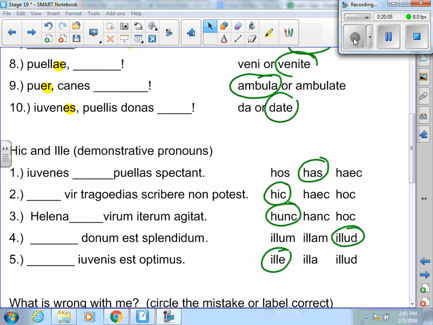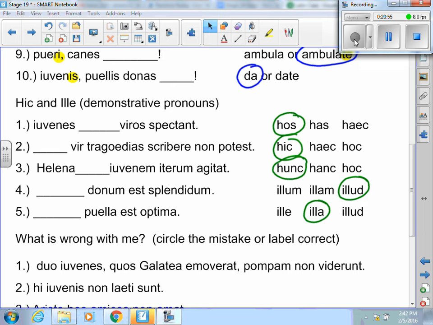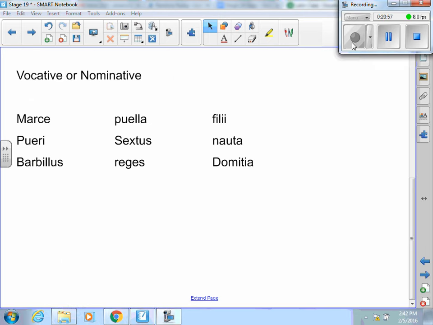One of the other things you're going to have to do is look at a word and decide whether it is vocative, nominative, or whether it could be both. So here I gave you 9 words. Think about the endings on those ending quizzes that we took and decide whether it is nominative, vocative, or whether it could be used as both. Marce can only be used as vocative. That e is only going to be used as vocative. Pueri could be used as both.